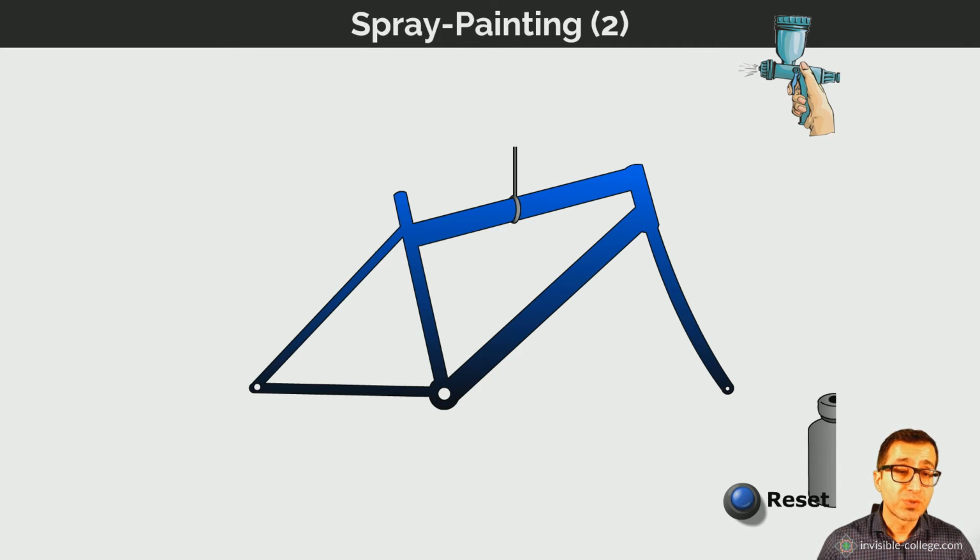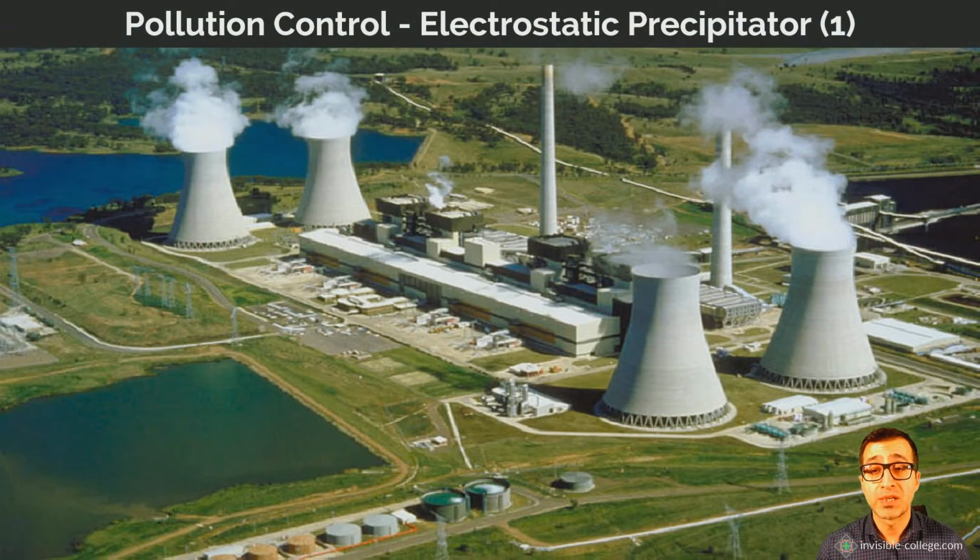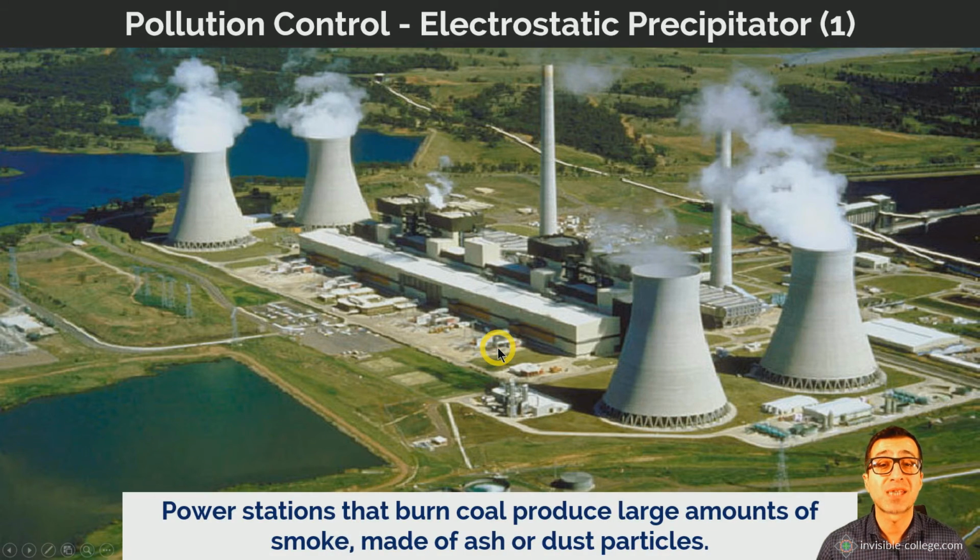Another very important use of electrostatics is in the control of pollution from industrial chimneys. So power stations, for example, that burn coal can produce large amounts of smoke, which is made up of ash or dust particles. Now, these so-called smokestacks are not actually giving out smoke. What you're seeing here is not smoke, it's actually water vapor, and it's usually very clean water vapor. But the reason it's so clean is because the dust particles and smoke particles have been removed. Now, to remove them, they make use of something called an electrostatic precipitator.